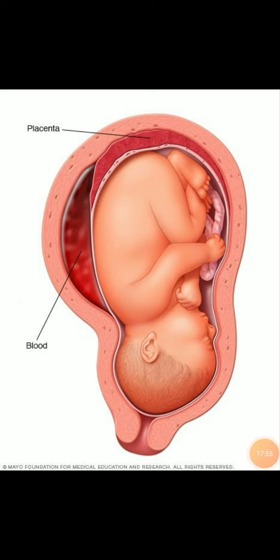So, the waste substances which are generated by the embryo are removed by the placenta by passing them into the mother's blood. So there are two functions of the placenta. One, it provides oxygen and nutrients to the baby. Also, it helps to remove the waste substances by transferring them into the mother's blood. So these are two functions of the placenta.